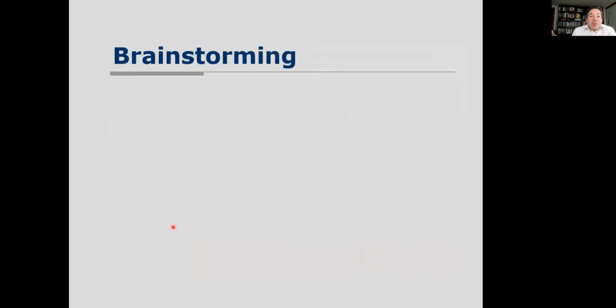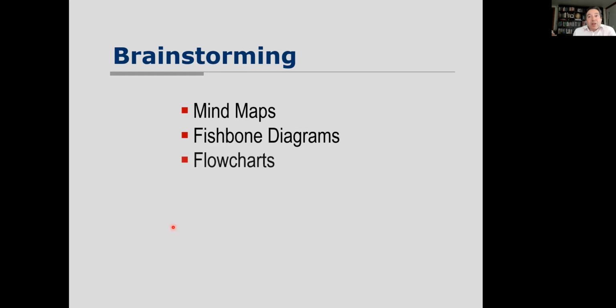So in terms of methods of innovation, as Mikhail mentioned, bringing people together, and we call this brainstorming. There are different frameworks to assist in brainstorming. One of them is mind maps. The other one is fishbone diagrams. Third one is flowcharts, SWOT analysis, starbursting.